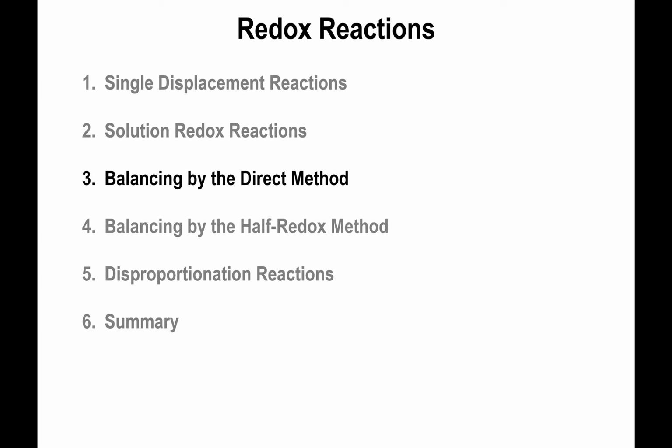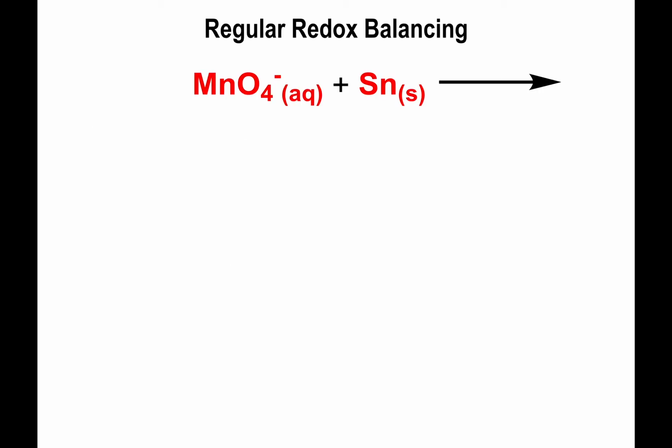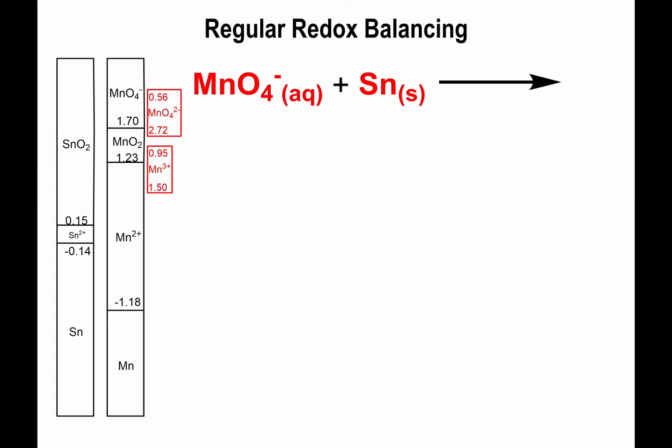All right, let's talk about the balancing of redox reactions once again with a second example. This time I have permanganate reacting with tin zero. If we look at the electrode reduction diagrams, we see that permanganate is the most oxidized version of manganese, and neutral tin is the most reduced version.